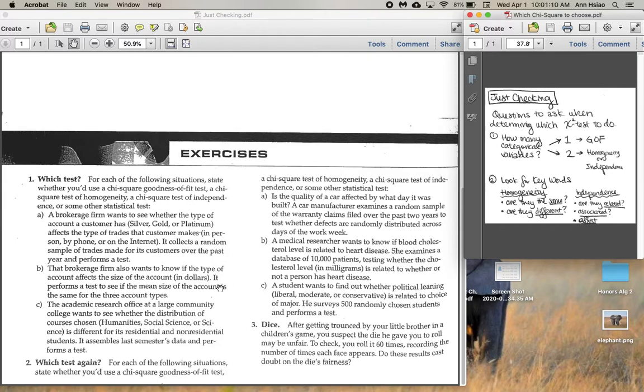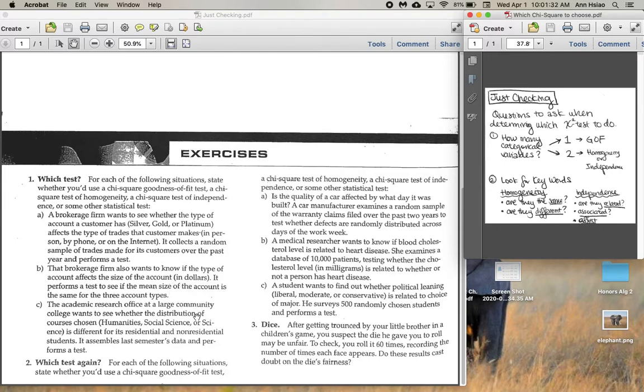All right, part B, the answer for this one is other. And the reason why it's other is because the variable in this problem is the size of the account in dollars. So this is a numerical variable. So that means we would not do a chi-square test for 1B.